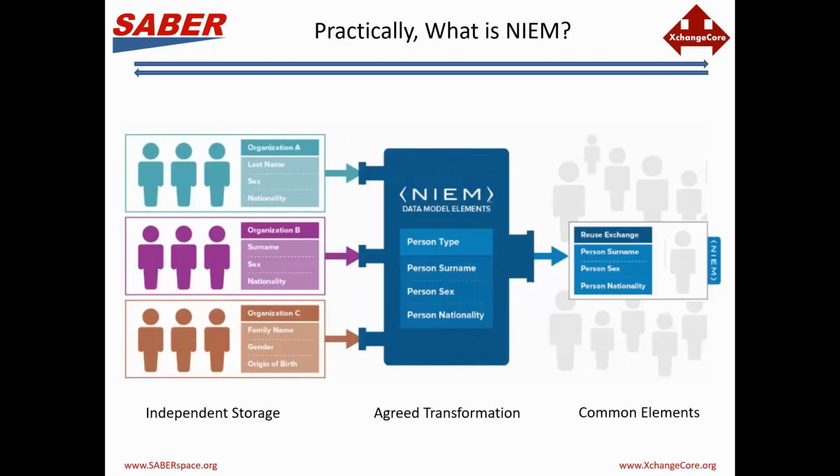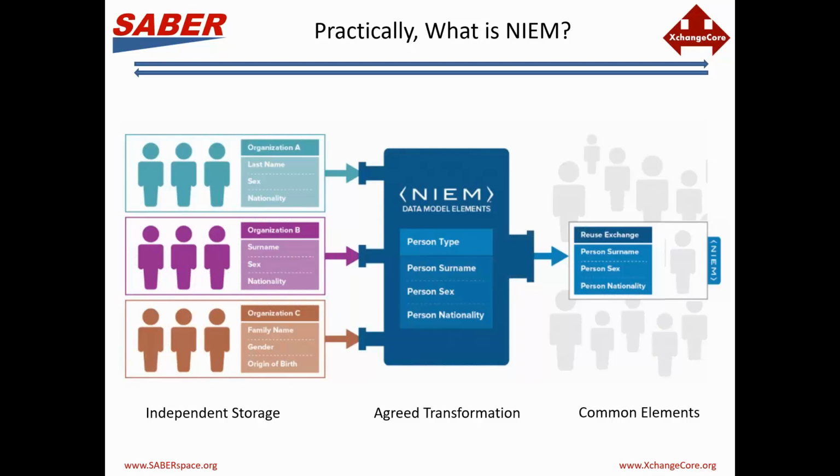So, practically what does NIEM look like? Over here, that word independent storage, you'll hear that again. There are three different organizations on the left-hand side, each of which independently operates a system and stores its information. At the top, organization A says, hey, I've got a last name, I've got sex, and I've got a nationality here in my data. It shows up on my screen. When I enter data, I'm going to enter it next to those terms.